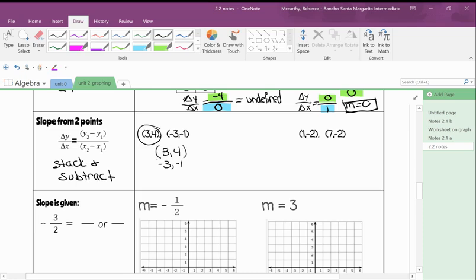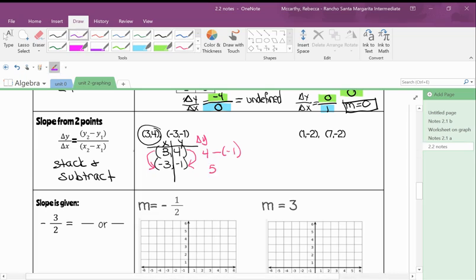Okay, so these are my points. Basically I'm just putting them in a t-table. Here are my x's and those are my y's. And I'm going to draw my arrows to let you know which ones I'm doing first. So here's my change of y: 4 minus a -1. And that gives me 5.